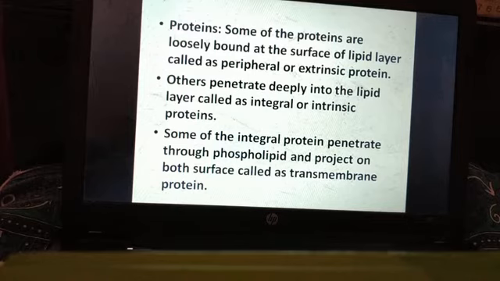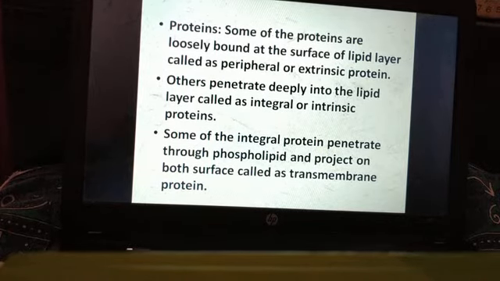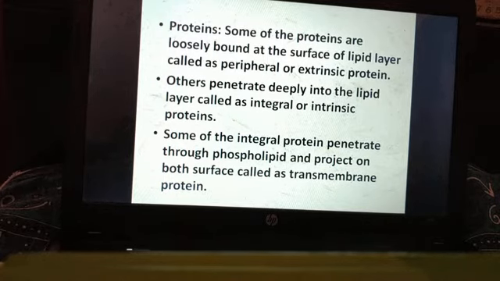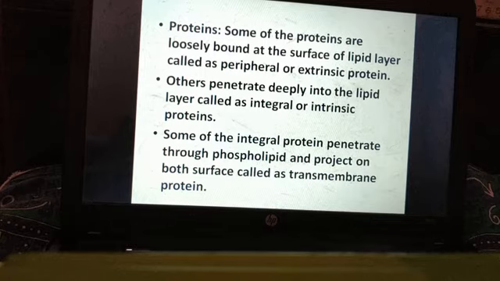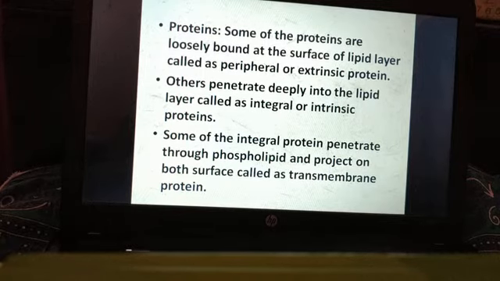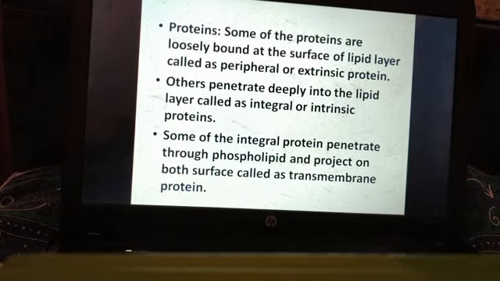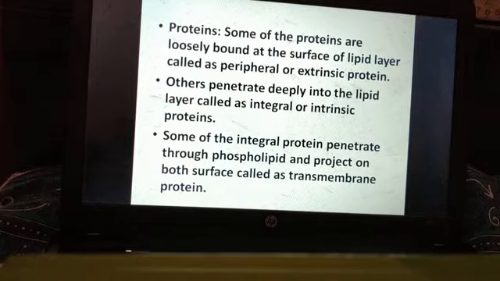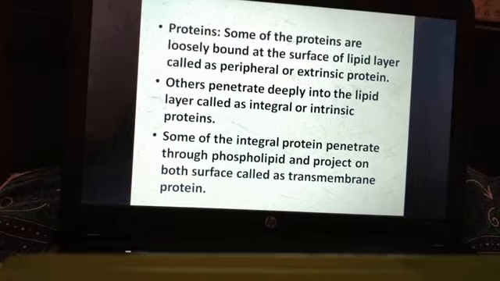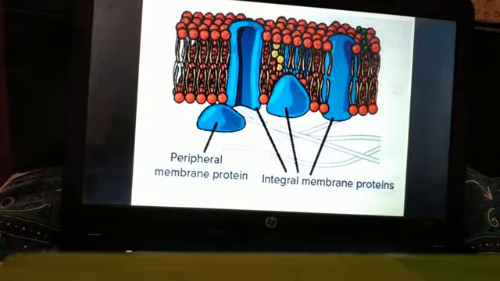And some of the integral proteins penetrate through the phospholipid and project on both surfaces. So some will penetrate from the surface of one layer to the other layer. They will completely penetrate and project on both surfaces. So they are called transmembrane proteins. I will show you the diagram.